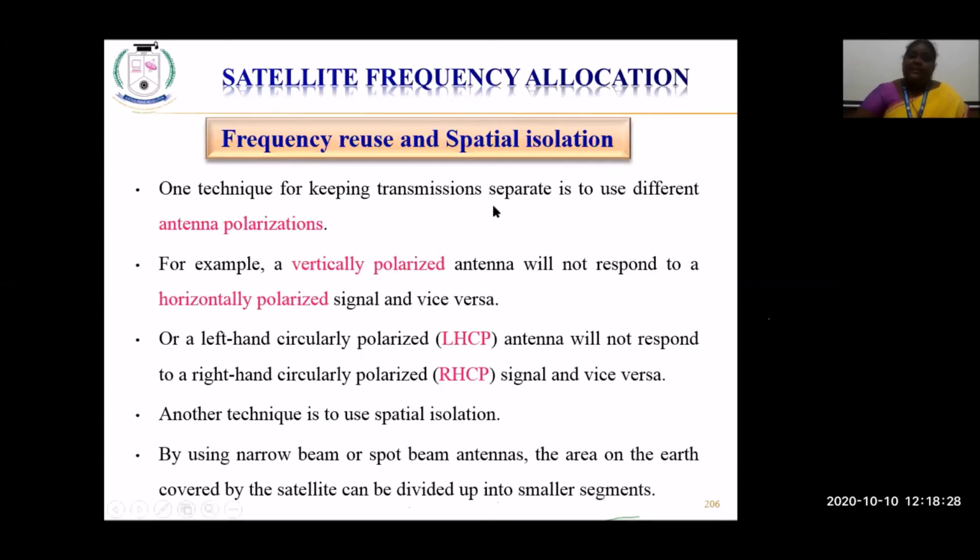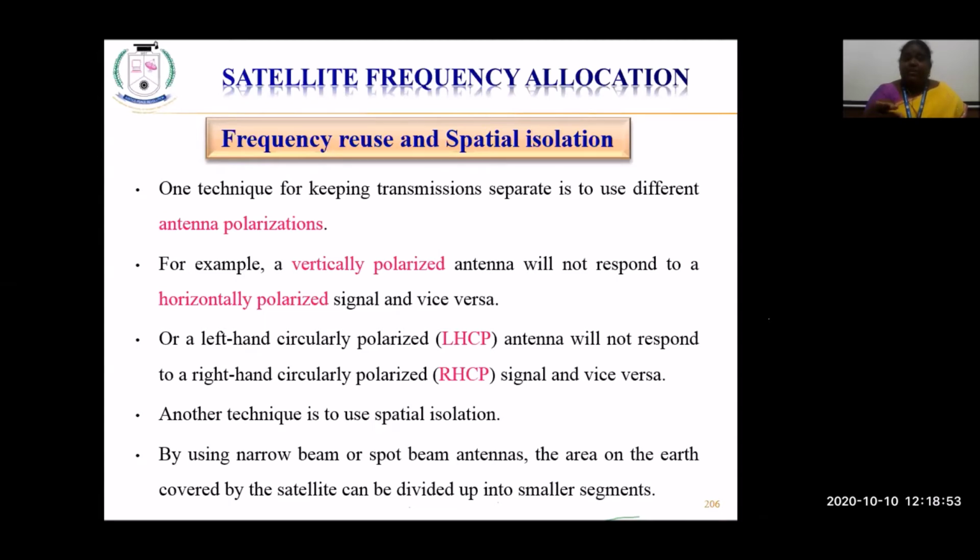So also another method here is the polarization method. Yesterday we discussed vertically polarized signals as well as horizontally polarized signals. One technique for keeping the transmission separate from the other frequencies, when we are using the same frequencies, is that it should be polarized in different ways with different antennas. Okay, that is called antenna polarization.